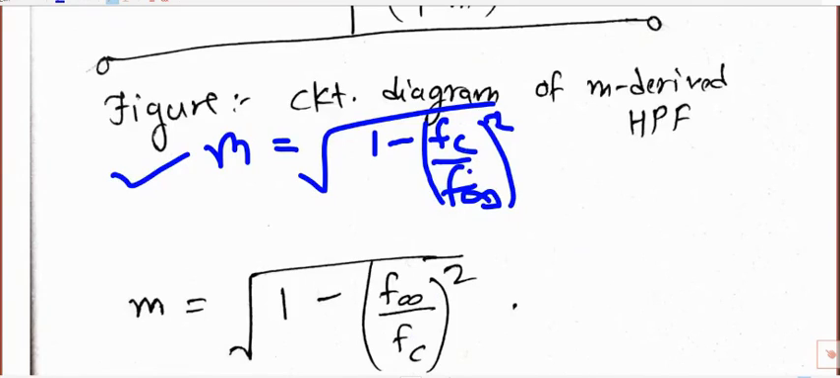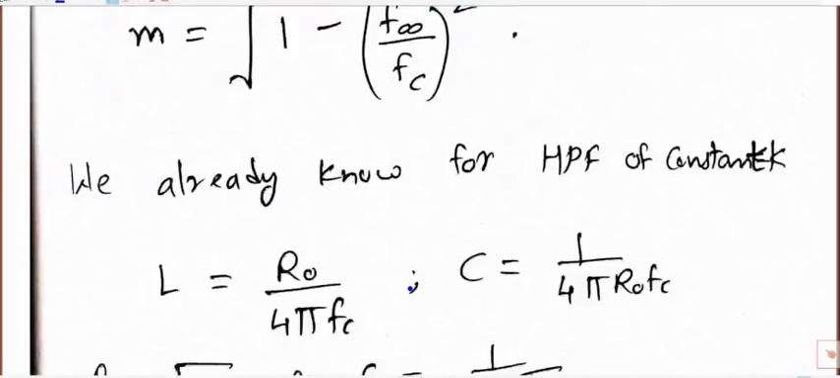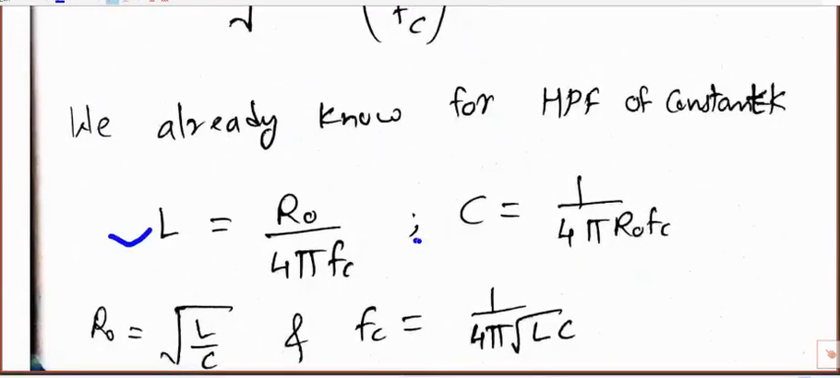Here in the low pass filter, it is fc by f infinity square, and in the high pass filter, it is f infinity divided by fc whole square. Again, fc is the cutoff frequency, and f infinity is called the frequency at which we have infinite attenuation. Okay, so these formulas we already know.